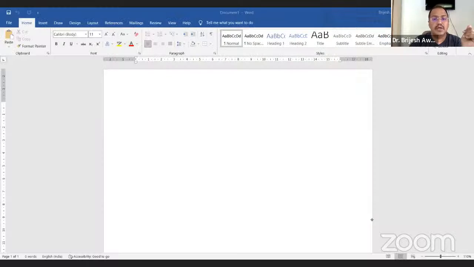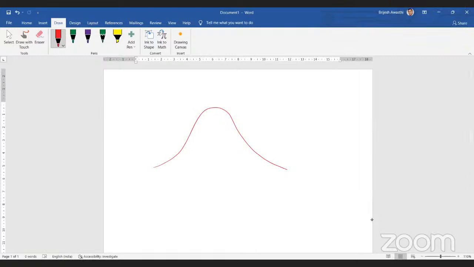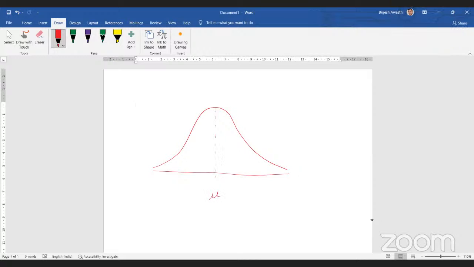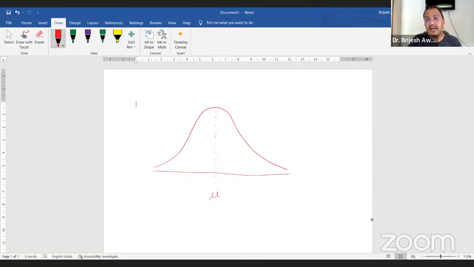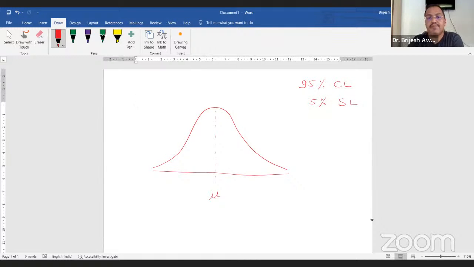You just look here. I'm going to draw some values. I hope it is visible to you all. This is a normal distribution curve, and in a normal distribution curve, the center line is the mean line. Now my confidence level is 95%. What about my significance level? That is 5%.